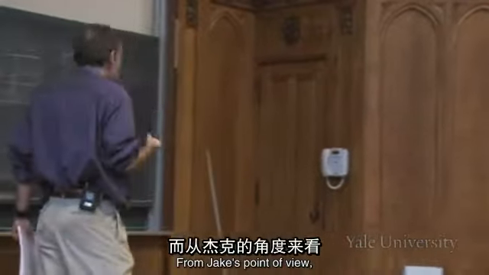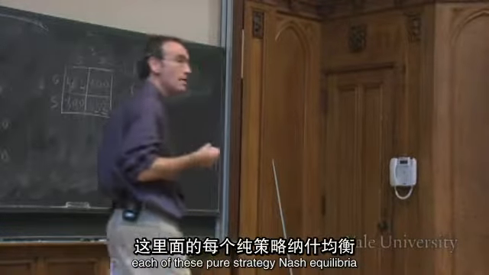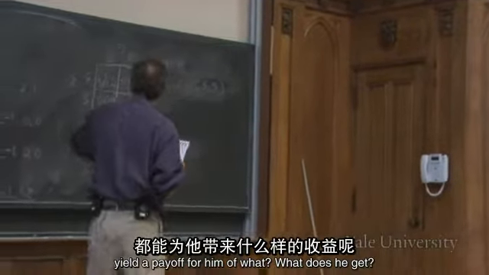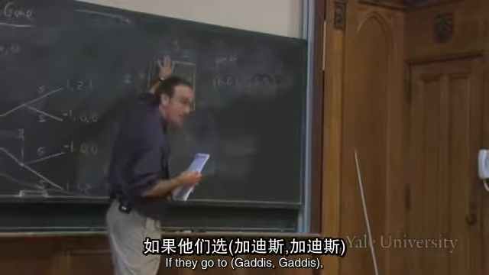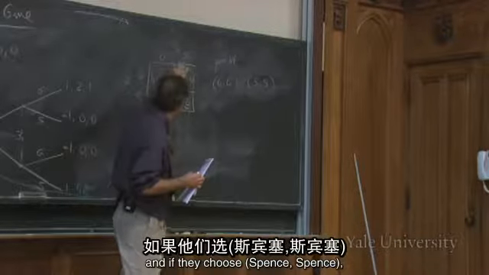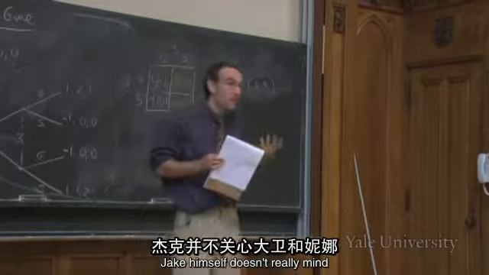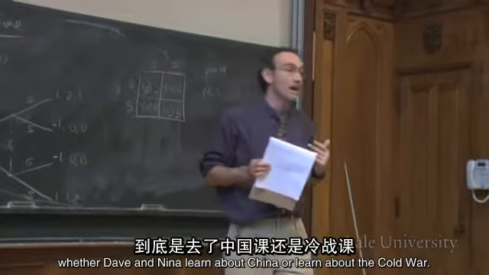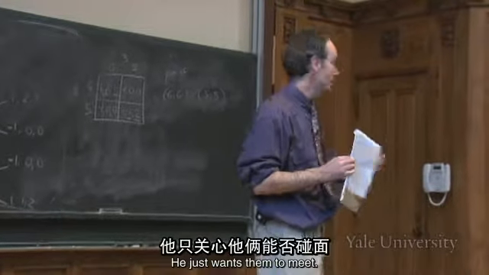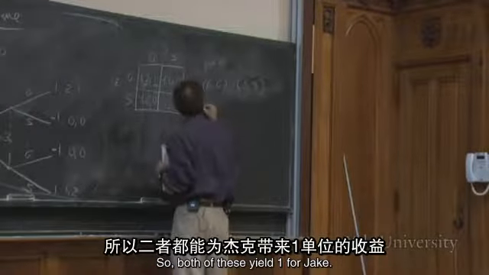From Jake's point of view, each of these pure strategy Nash equilibria yields a payoff for him of what? What does he get? If they go to Gaddis, he's happy that they met and he gets 1. And if they choose Spence, he's happy that they met and he gets 1. Jake himself doesn't really mind whether Dave and Nina learn about China or learn about the Cold War. He just wants them to meet. So both of these yield 1 for Jake.